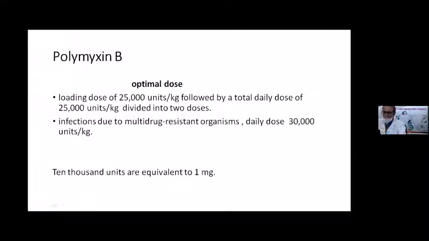So optimal dose is also very important here. Polymyxin is being used in different dosages. The standardized dose in polymyxin B: there is no renal adjustment required. The optimal loading dose is 25,000 units per kg, followed by 25,000 units per kg in a BD dose. If the infection is because of MDR, the maximum permissible dose is 3,000 units per kg, and 10,000 units is equivalent to 1 milligram. This should be the standard treatment modality when we are using polymyxin B, neither more, neither less.